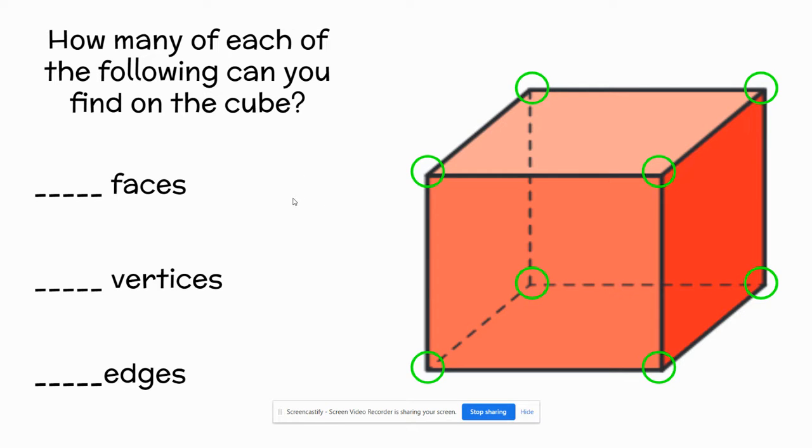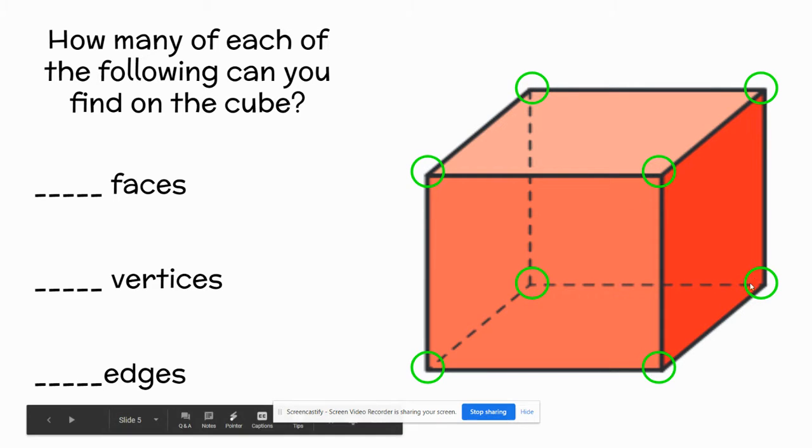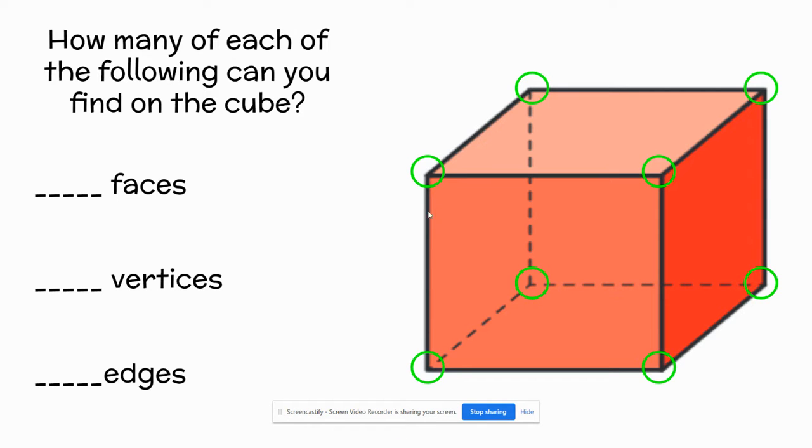So once you've looked at this, you should have come up with 6 faces, which are all of the flat parts. You should have gotten 8 vertices, and they're actually circled here, and that's where the two edges meet. So you have 1, 2, 3, 4, 5, 6, 7, 8. And then edges, remember those are all of the straight edges here. So you should have counted 12 of those.